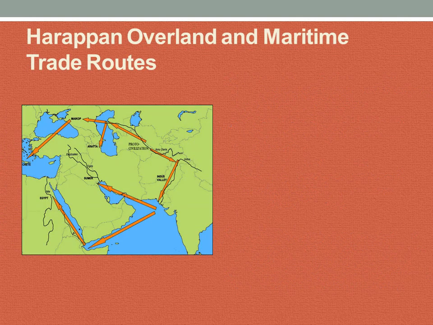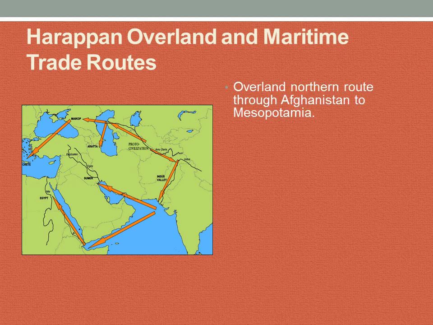Now, Harappan overland and maritime trade routes. We will discuss the main trade routes both on land and at sea. Overland northern route through Afghanistan and Mesopotamia. In this map on the left hand side you can see the overland northern route which used to go through the country of Afghanistan up to Mesopotamia. The orange lines here indicate the route which went firstly through Pakistan, then Afghanistan, then through Central Asia, and then into Mesopotamia.